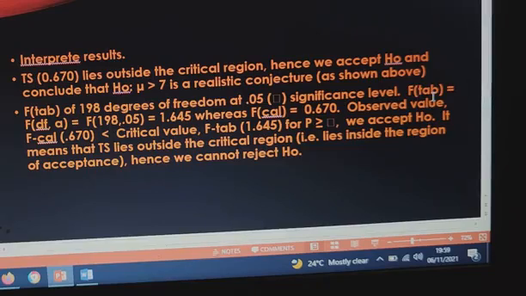F tab equals F df, alpha, equals F 198, 0.05, equals 1.645, whereas F cal equals 0.670. Observed value, F cal, 0.670, critical value, F tab, 1.645, so we accept H0. It means that TS lies outside the critical region, i.e. lies inside the region of acceptance, hence we cannot reject H0.